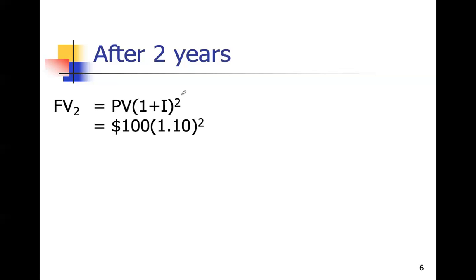If we want to calculate the future value of $100 after 2 years, we just need to adjust the equation for the number of years, which gives us a value of $121.